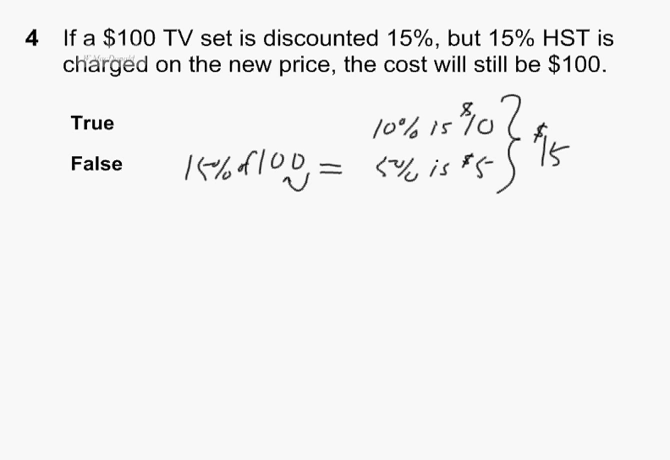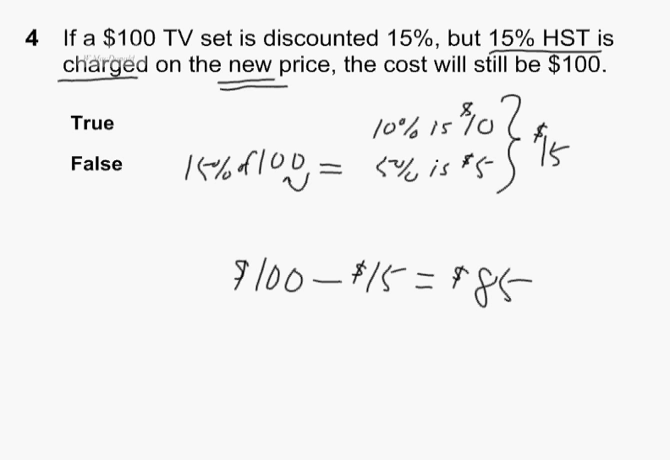Now that would be what the discount is. So then I take my $100 TV and I subtract the 15% discount, and now the new price would be $85. So if there's a 15% discount, that means I would save $15, and the discounted price would be $85. But it then says 15% HST is charged on the new price. So then I have to find out what is 15% of $85?